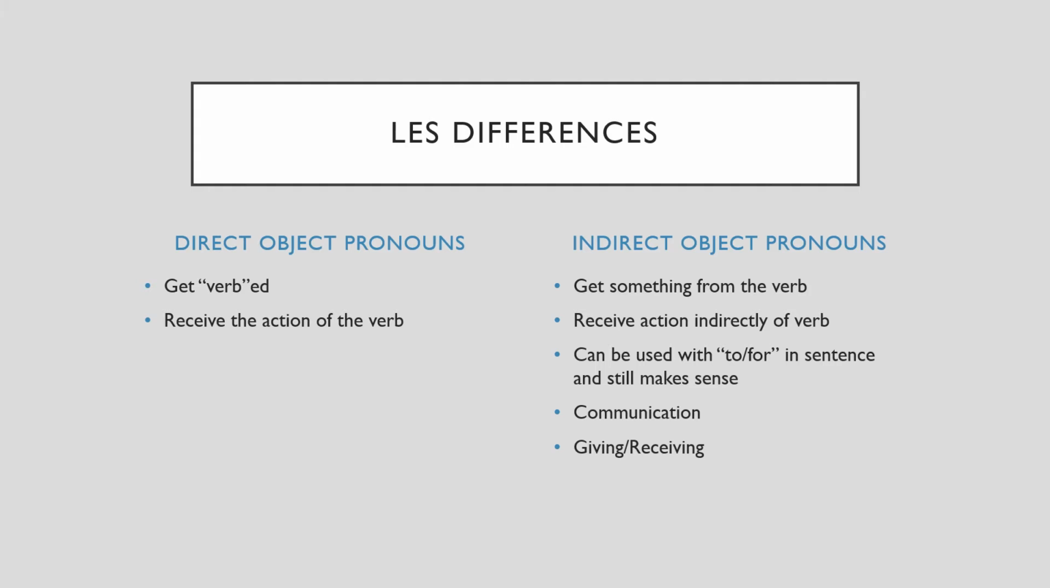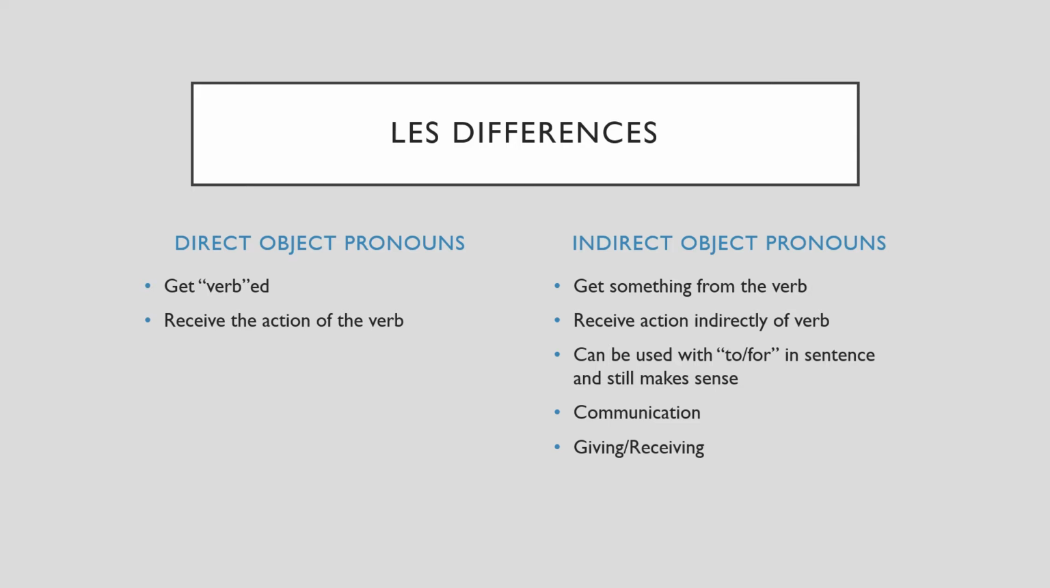Also, especially in French, indirect object pronouns are going to be used with communication verbs. So anything that has to do with talking, listening, speaking, telling, writing, reading, and if it has to do with giving or receiving, so giving, taking, borrowing, selling, buying, these are all going to be indirect object pronoun verbs, not exclusively, footnote to come later.